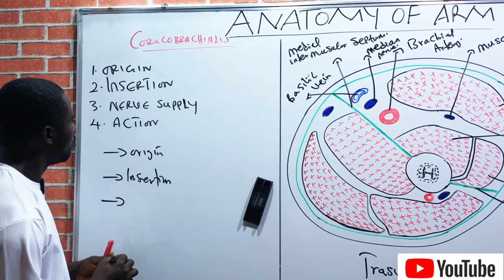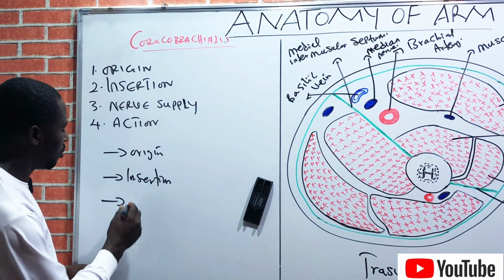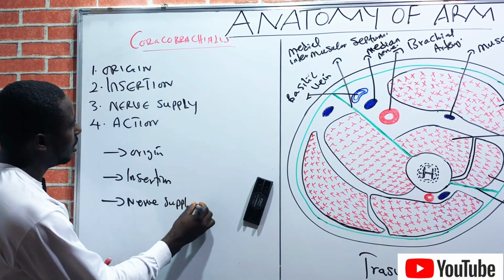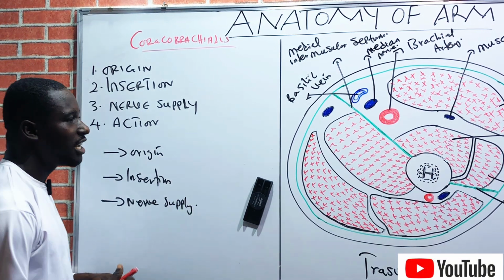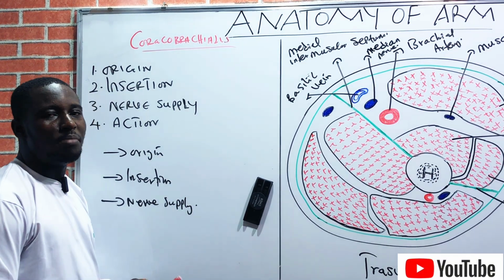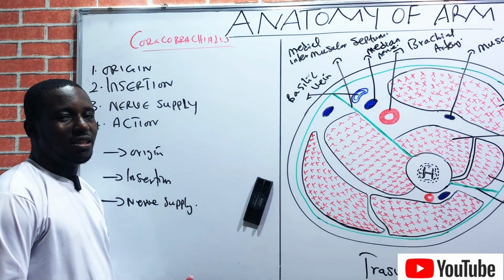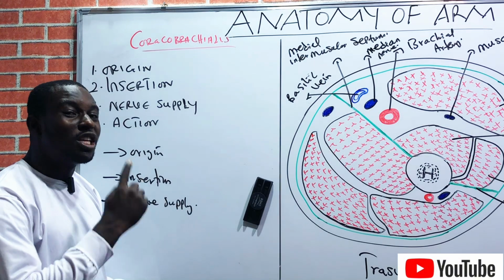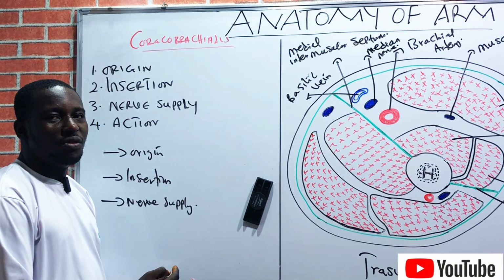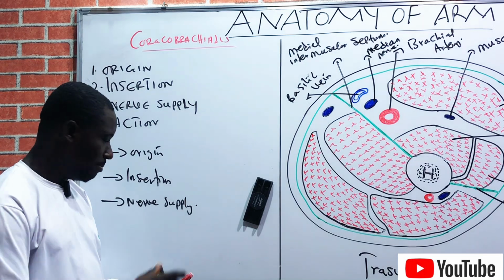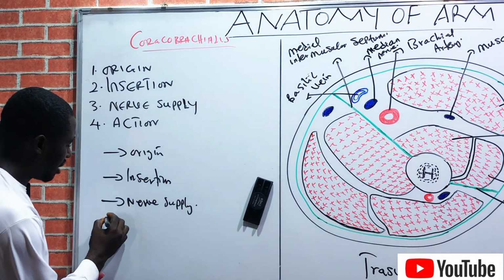Next we'll be discussing the nerve supply. The coracobrachialis is innervated by the musculocutaneous nerve. Recall that it is the musculocutaneous nerve that innervates the three muscles of the anterior compartment of the arm.